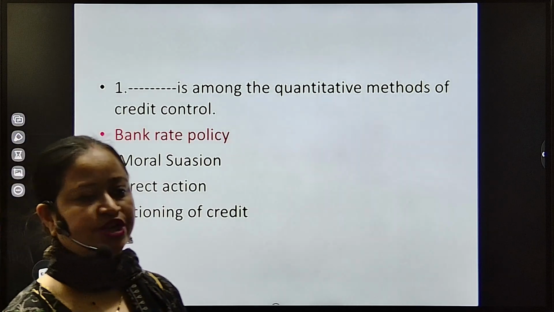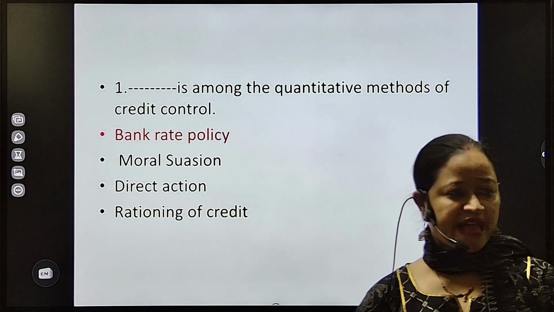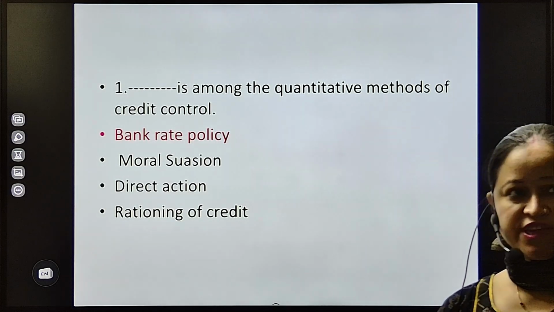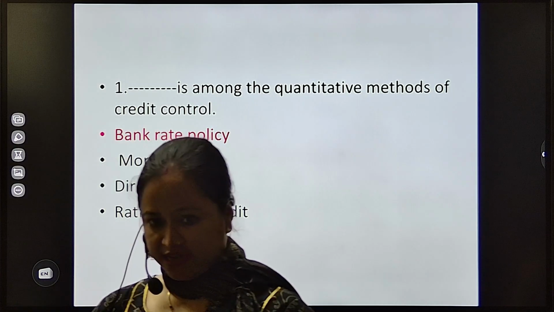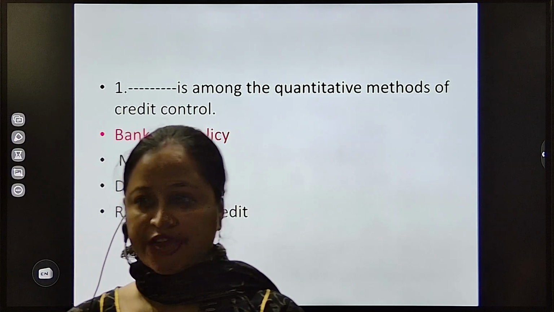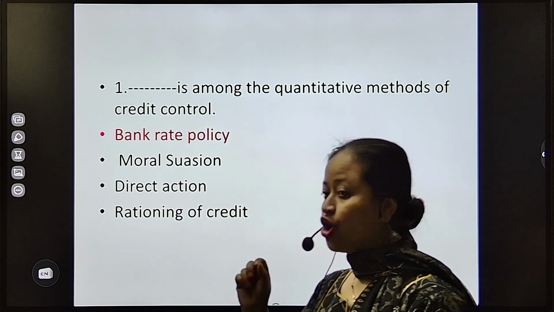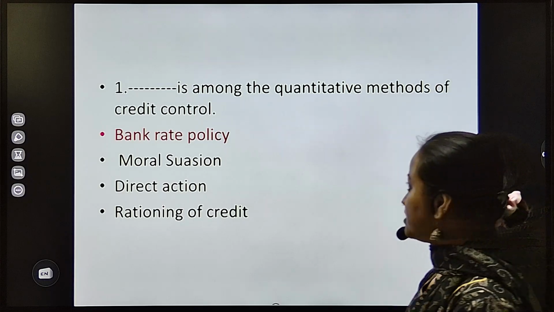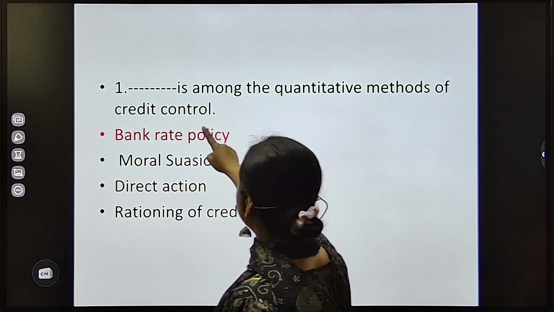This question is from money and banking. As you know, the father of all the banks is RBI, the Reserve Bank of India, which controls credit. There are two methods of credit control, one qualitative and another quantitative. From that portion this question came: which is among the quantitative methods of credit control.